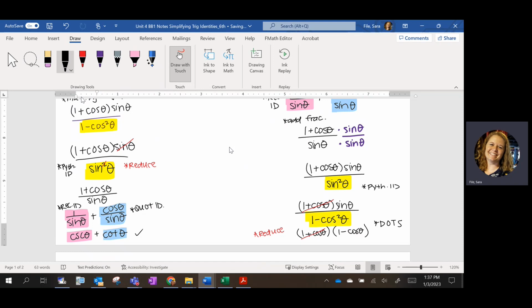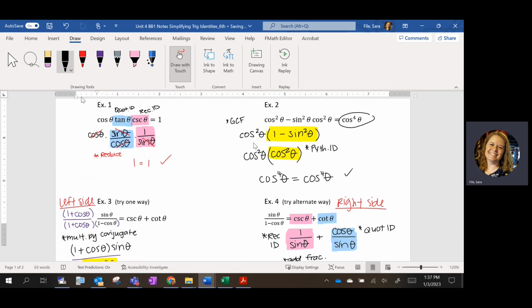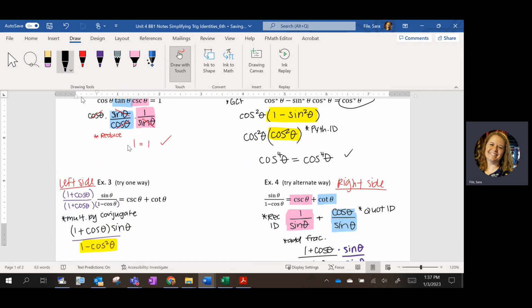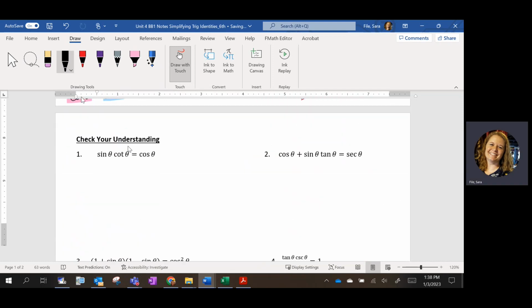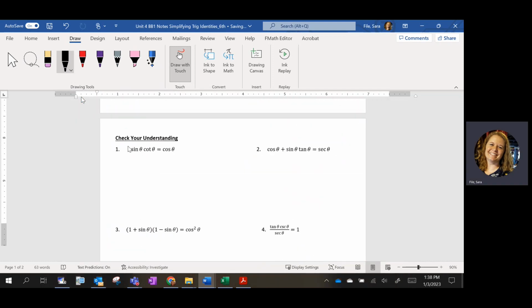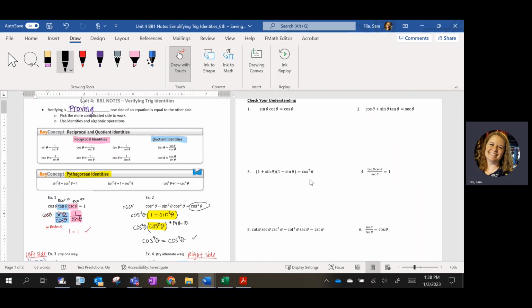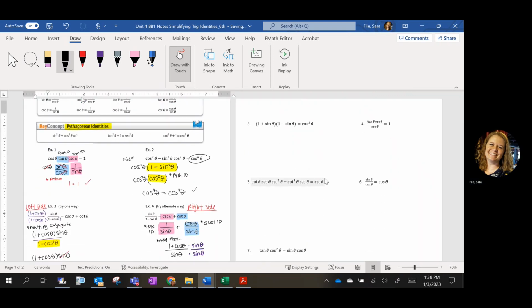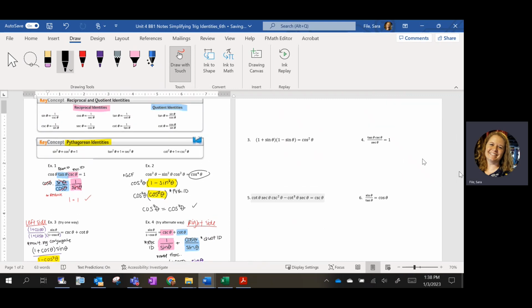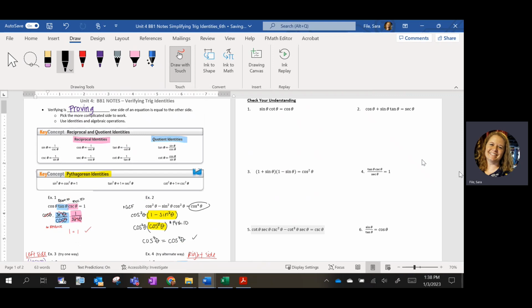All right, so there are some check for understandings on the back. Okay, so I went over a few algebra skills, went over some strategies. I want you to try and apply those on these check for understanding questions on the back. There are 7 of them. Some of them are a little longer than others. You can try them on your own. You can talk to a neighbor or work with a partner if you'd like.